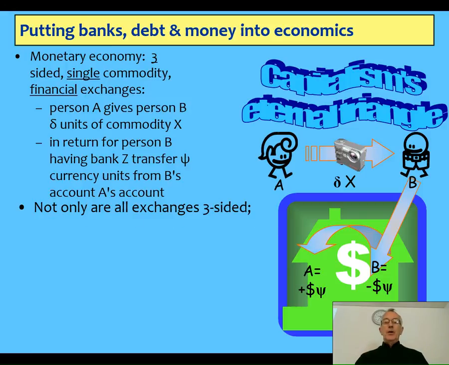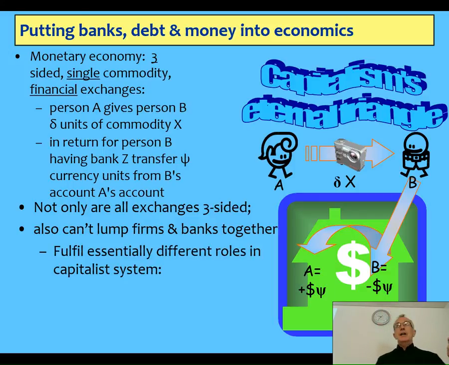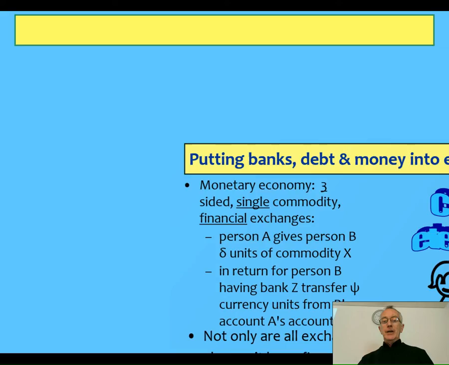So you've got all exchanges being 3-sided, and you can't lump firms and banks together, which again is the sort of stuff the neoclassicals do. Again, post-Keynesians in general, total separation of the two, which is the right way to treat it. So the reason you can't lump them together is they have fundamentally different roles in capitalism. Firms produce commodities, banks produce money. They're not the same thing by any stretch of imagination.